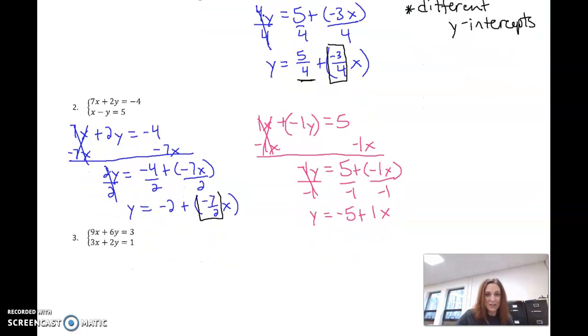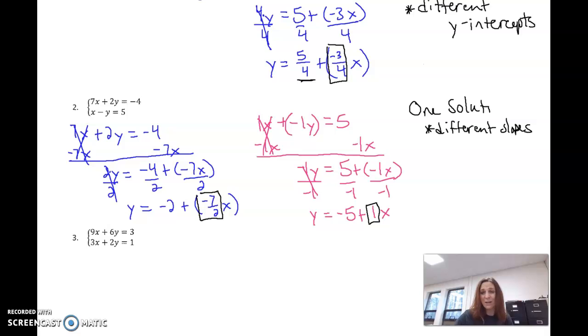Now, start with your slopes. The slope is the number attached to the x. I have negative 7 over 2 and I have 1. To me, those are different slopes. As soon as you have different slopes, there's one solution. It doesn't even matter what the y-intercepts are. Different slopes means one solution, not one solutions, that I tried to write.